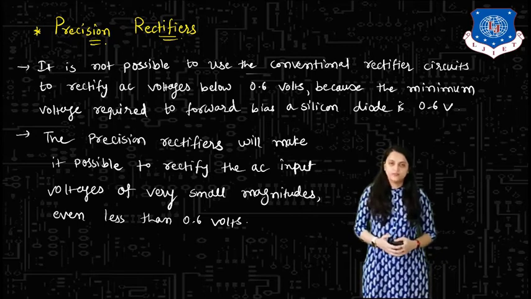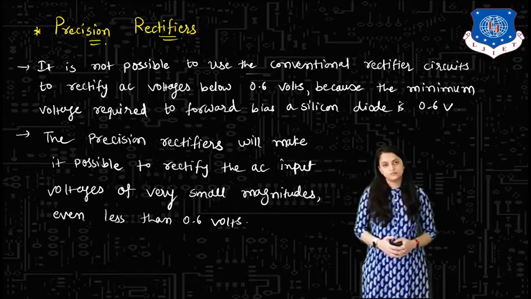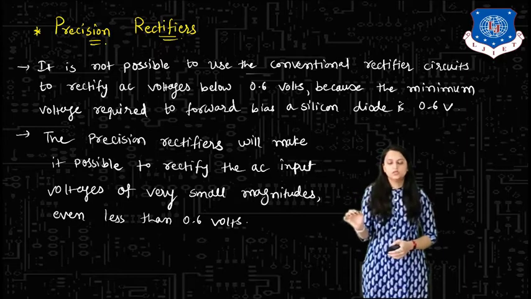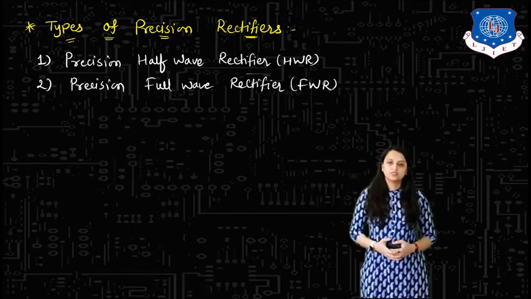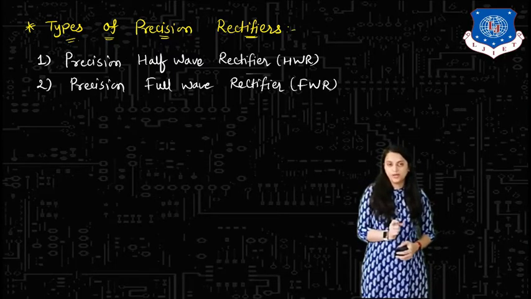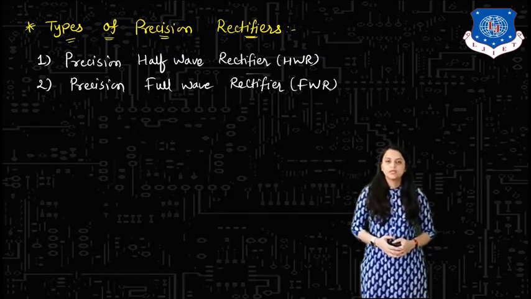So the precision rectifiers make it possible to rectify AC input voltages of very small magnitudes, even less than 0.6 volts. So this is very desirable. That means precision rectifiers will give the precision output for the rectifiers. Now let us see the types of precision rectifiers. There are two types: the precision half wave rectifier, that is PHWR, and the second one is the precision full wave rectifier, that is PFWR. Okay, let us see this in detail.